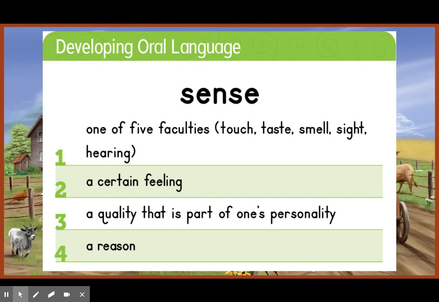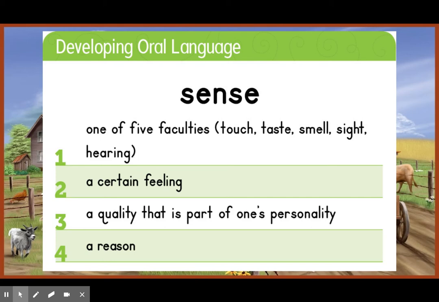The second definition is a certain feeling that we get. Like you might sense something. You have this feeling of danger or this feeling of accomplishment. So we might say the young gymnast felt a sense of accomplishment when she learned how to do a cartwheel. It's that feeling you get. The third definition is a quality that is part of one's personality. So in this one, it might be something like mom has a great sense of direction. So it would be used in conjunction with some kind of almost like character trait or quality personality trait. They have a sense of something. They understand something really well.